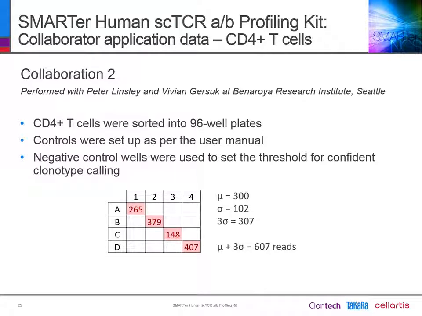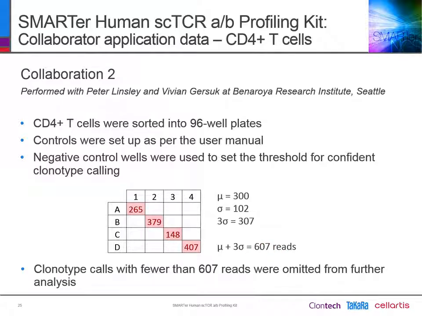And then, as I mentioned for the previous 2 sets of data, they established the confident clonotype calling threshold using the negative control wells. Here they just did 1 plate and it was sequenced at a much higher depth. So the number of reads you see in these negative wells are slightly higher, but that's with a concomitant increase in the cell wells. Here our threshold cutoff is 607 reads, and clonotype calls with fewer than 607 reads were omitted from further analysis.